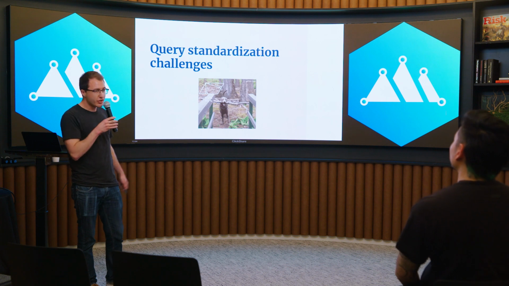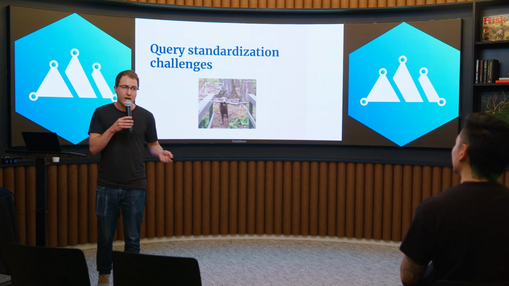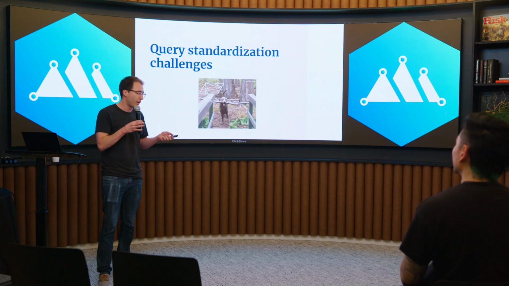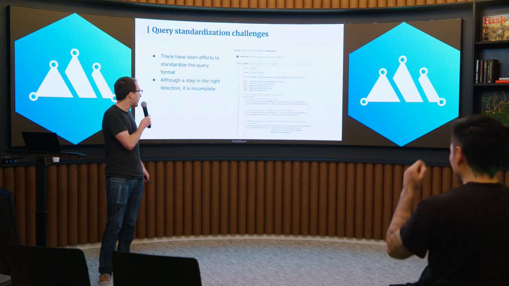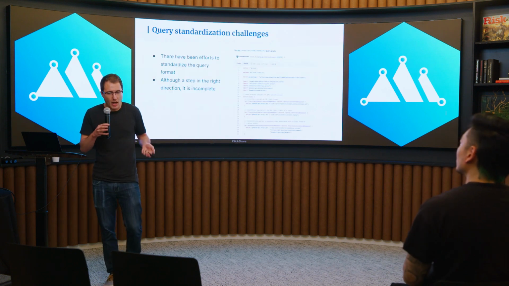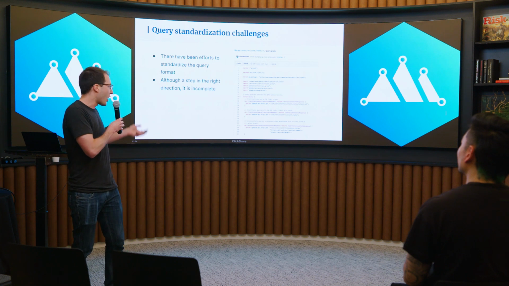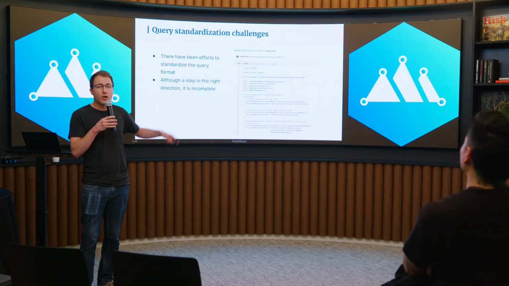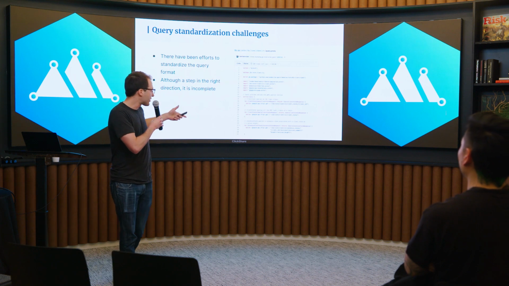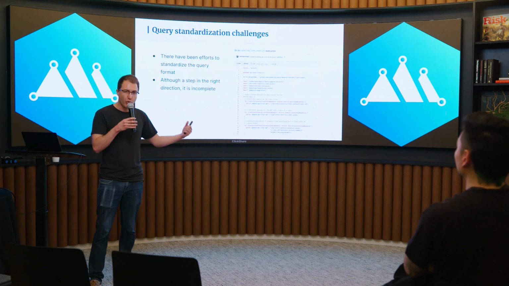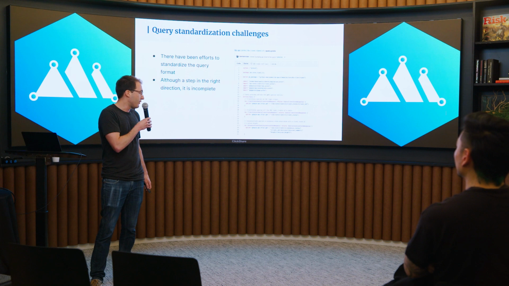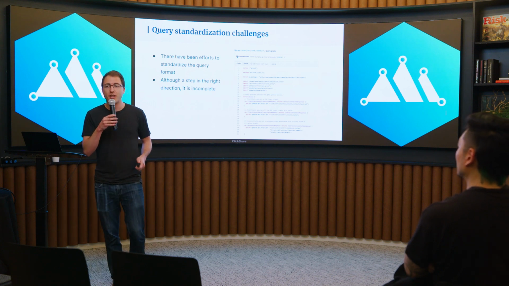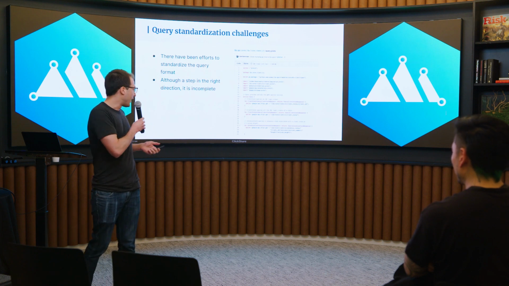So yeah, what are the challenges with standardizing queries? If it was so easy, we would have done it. So obviously, I'm not the first to bring this up. There's already been some work towards that. If you dig in the IBC Go repository, you'll find some gRPC endpoints there that today's relayers use, and it is definitely a step in the right direction, but it's incomplete.